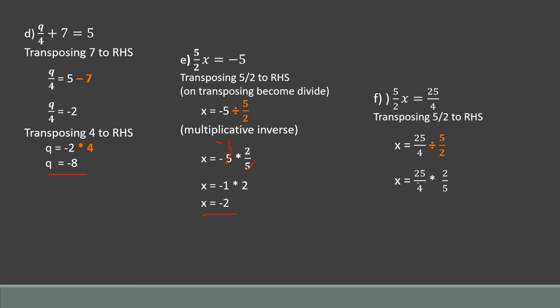You will get x is equal to 25 by 4 into 2 by 5. The inverse of 5 by 2 will be 2 by 5, and here the multiplication sign will come. Now simply you can solve this by dividing: 25 is divided by 5, 5 5s are 25, and 4 is divided by 2, 2 1s are 2 and 2 2s are 4. So here you are getting only 1 and 1, and here you are getting 5 upon 2. That's why my answer is 5 upon 2. X is equal to 5 upon 2.